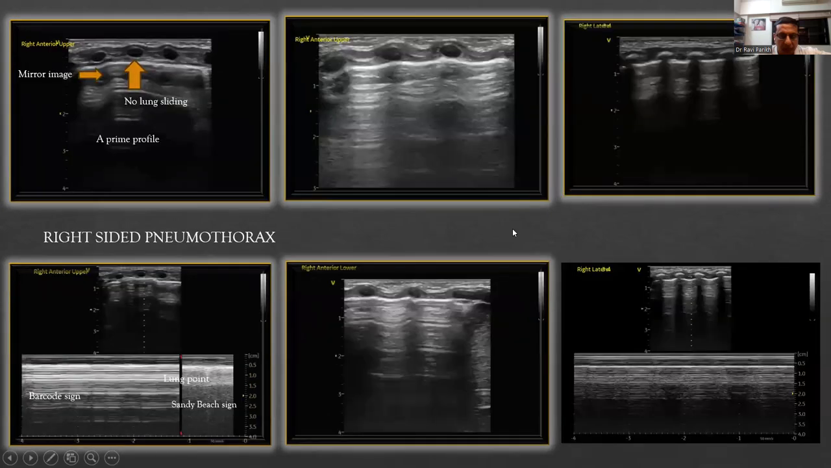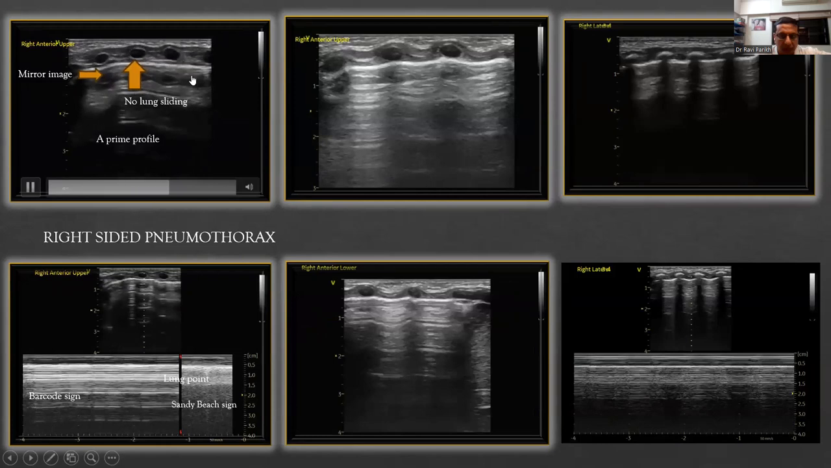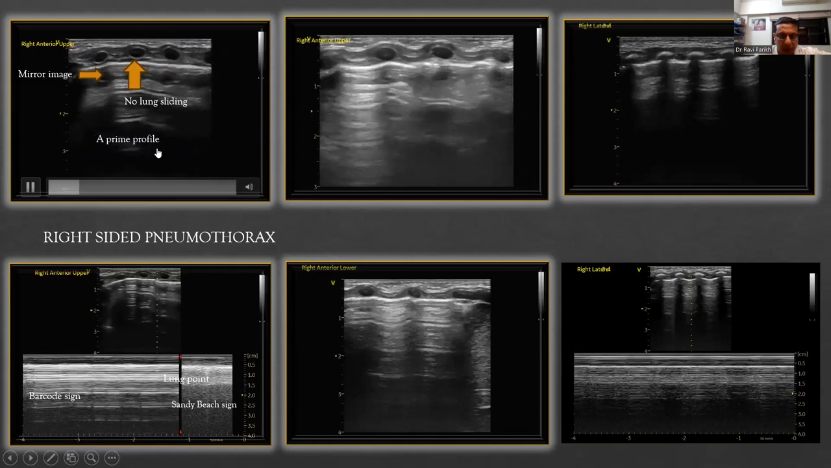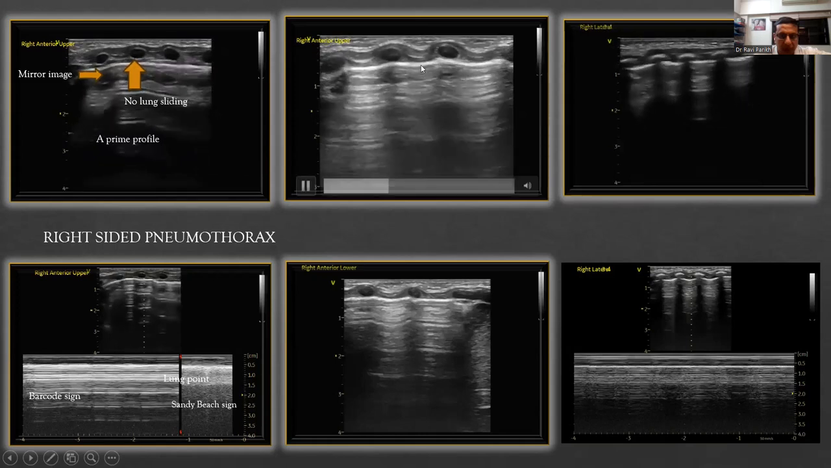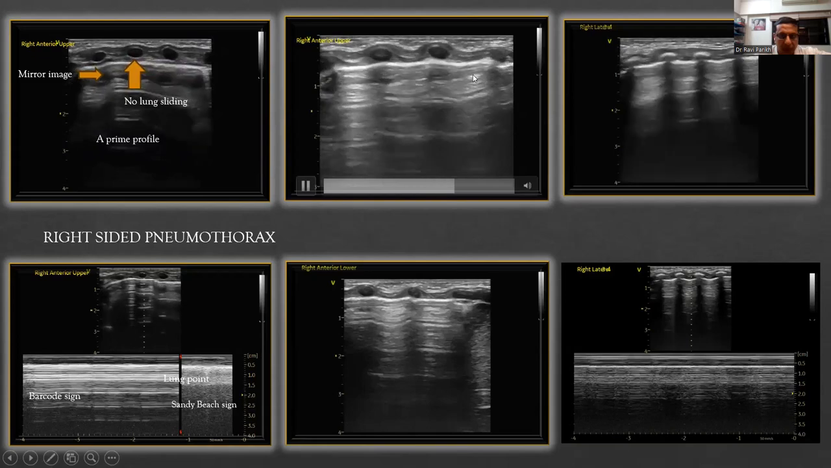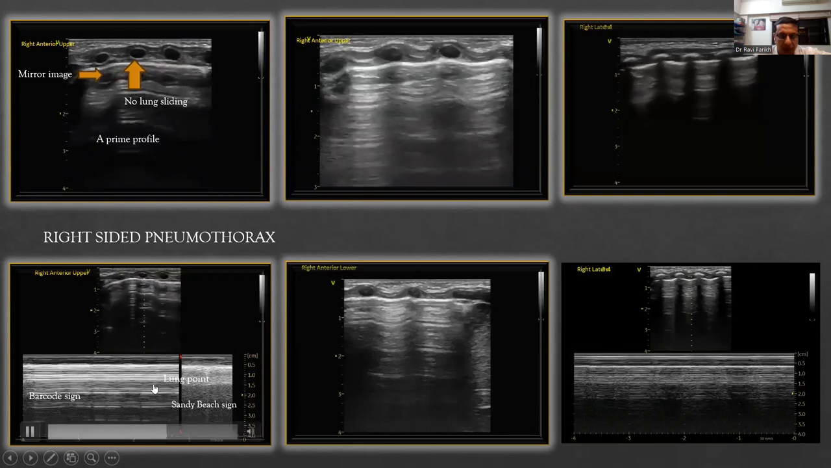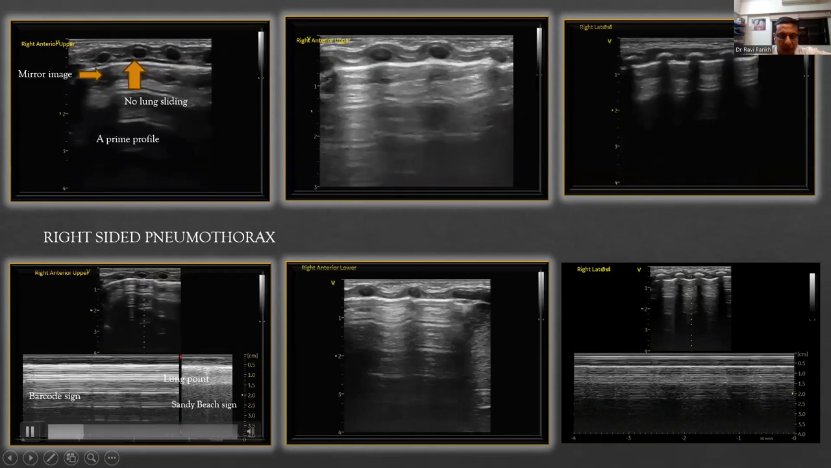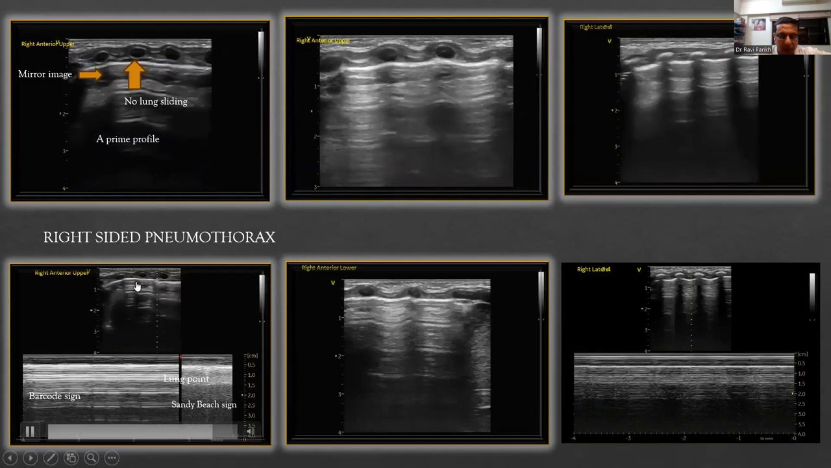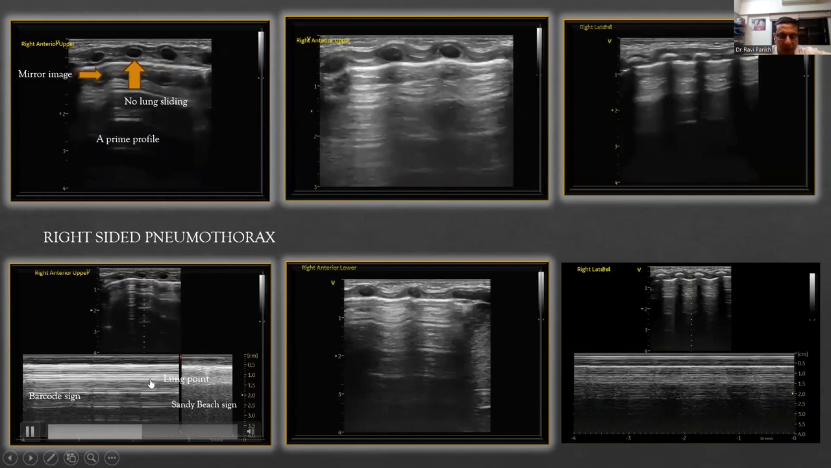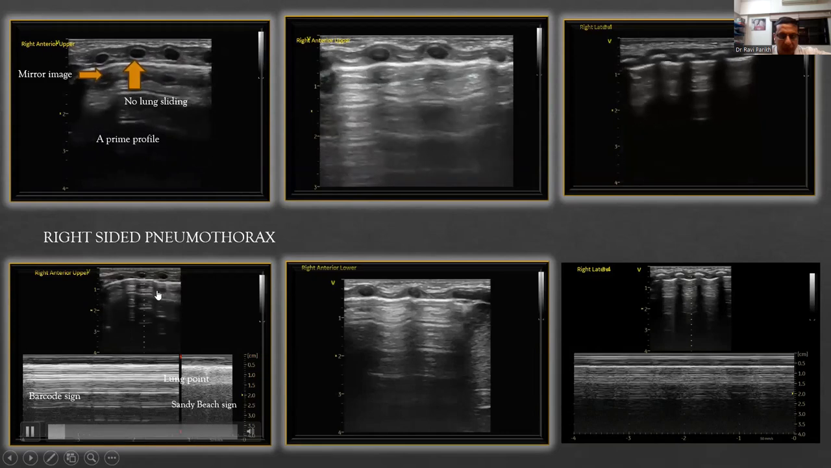I go to the inferior zone, the same. I find a lung point here. I feel no sliding here, and I see the stratosphere sign, a mirror image. A prime profile. Also in the entire zone, no lung sliding, the stratosphere signs, A prime profile. This is the lateral view, normal, right lateral. This is with M-mode. Here is no lung sliding and lung sliding. Barcode, sandy beach, and this is the lung point.